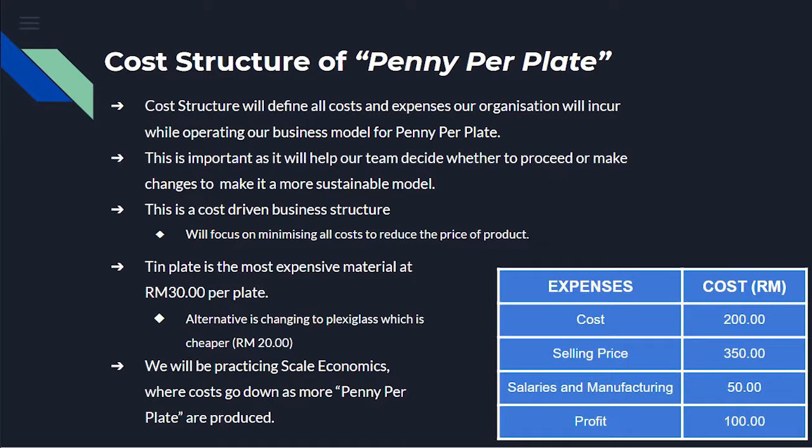For our product and our organization, we will be practicing economies of scale, where we expect the cost to go down as more Penny Per Plates are produced and sold. The expenses of the product are as shown. The cost to build this product is about 200 ringgit. We plan to sell it at about 350 ringgit, which will leave us with a margin of 150 ringgit.